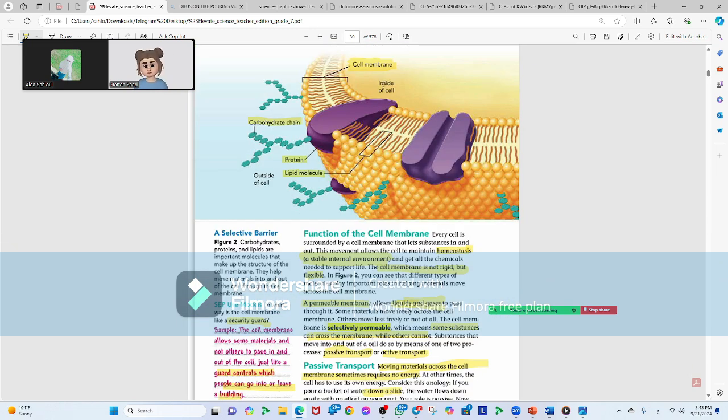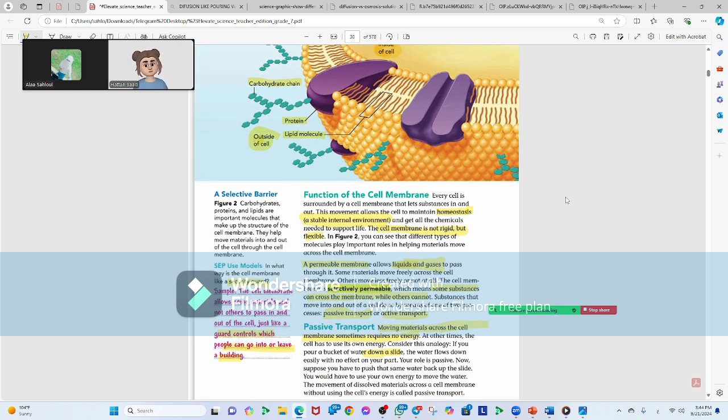And what can you see inside the cell membrane? I can see the carbohydrate chain and the proteins and the lipid molecules. Yes, and here is inside of the cell and here is outside of the cell.